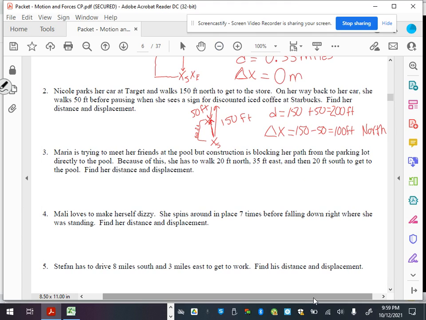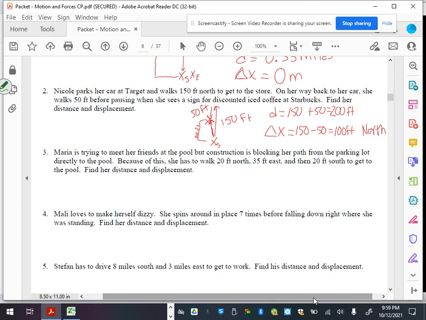So 3 says Maria's trying to meet her friends at the pool, but construction is blocking her path from the parking lot directly to the pool. Because of this, she has to walk 20 feet north, 35 feet east, then 20 feet south to get to the pool. Find her distance and displacement.